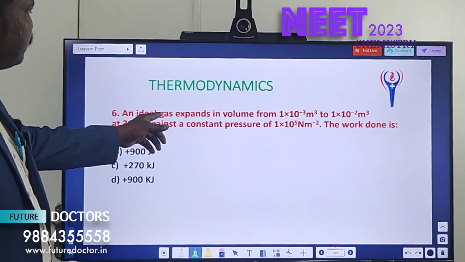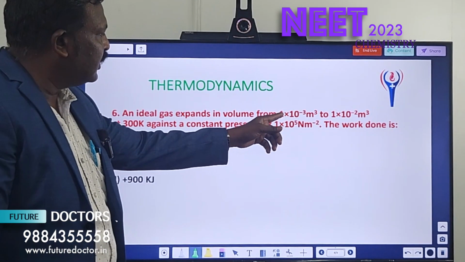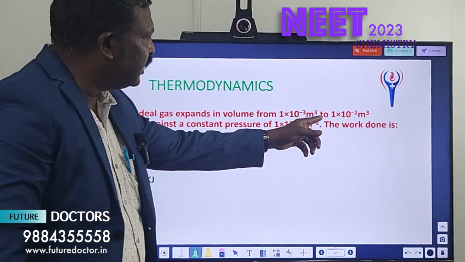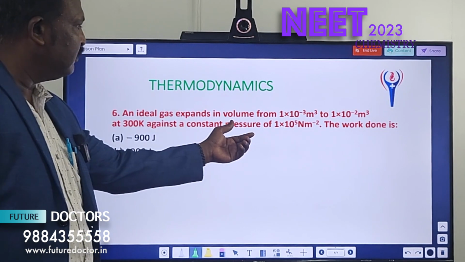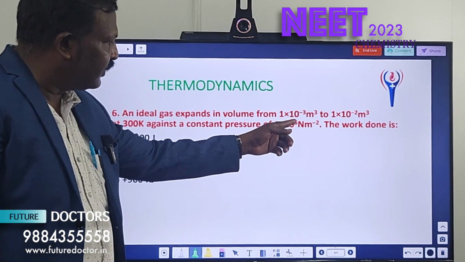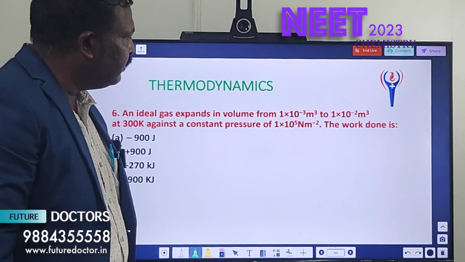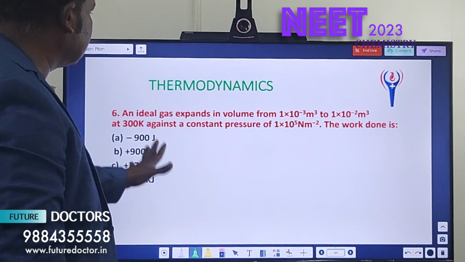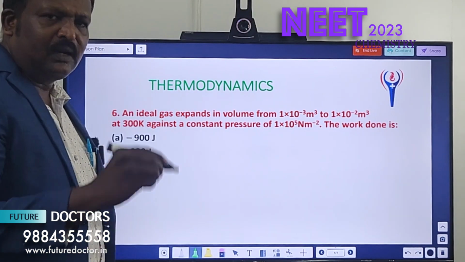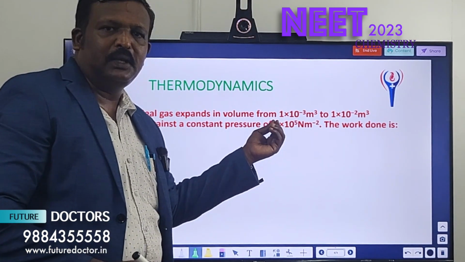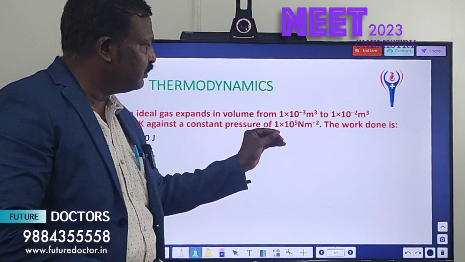Now see the next one. An ideal gas expands in volume from 1 into 10 power minus 3 meter cube to 1 into 10 power minus 2 meter cube at 300 Kelvin against pressure 1 into 10 power 5 Newton per meter square. Work done is they're asking. Here also formula we have. Generally we know when the pressure increases, volume will decrease. That concept is the basis.